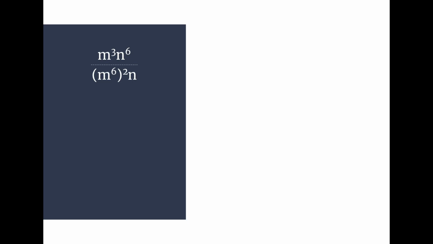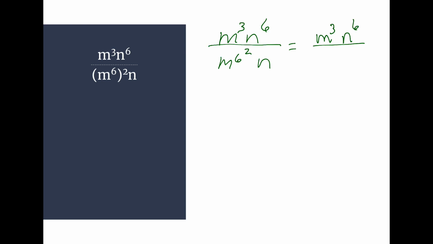All right, this is another big problem, but if we break it up into expanded form to help make it easier, it's not too bad. So let's do it. We have m cubed n to the 6, and then m to the 6 squared times n on the bottom. Note that when I have different bases, this is an m, this is an n, there's nothing I can do on the top. The top is as simplified as it goes. So m cubed n to the 6.